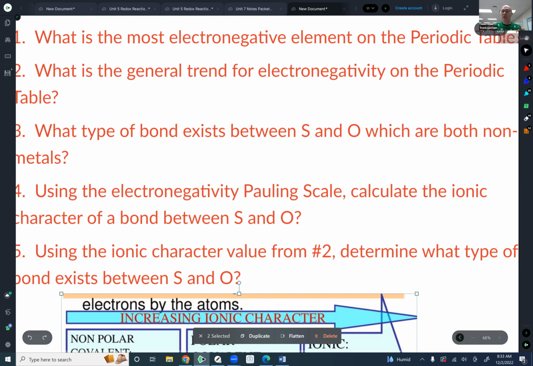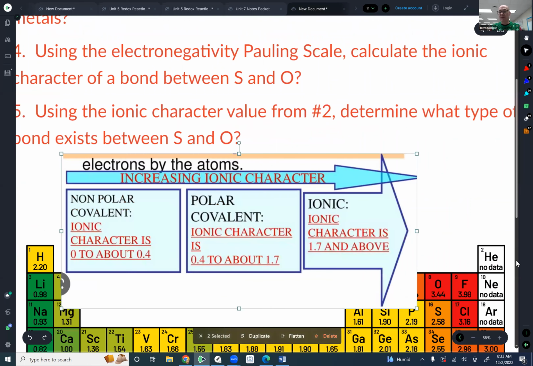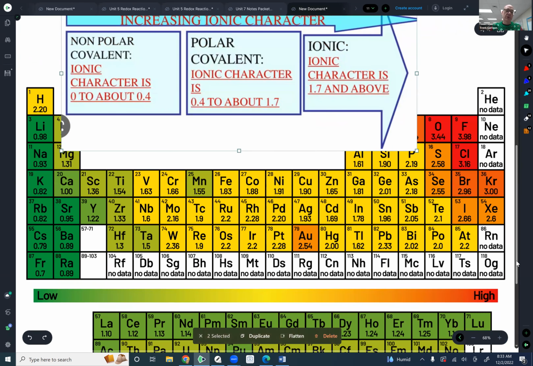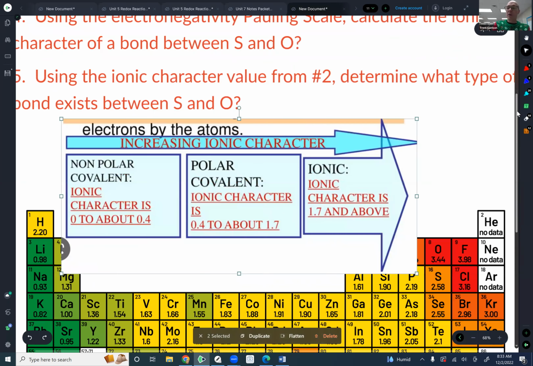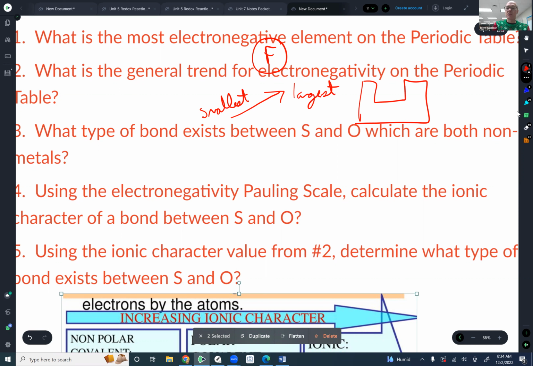What is the most electronegative element on the periodic table? You could refer to this chart right here, and you see that fluorine is closest to 4. There's no others larger than that, but that is probably a given without even looking at the chart, because we know that the trend goes from smallest electronegative values up here to the largest values up in the corner. So the trend goes from bottom left up to the upper right, fluorine being the biggest, francium being the smallest. What does electronegativity mean? It's how well you steal other people's electrons.